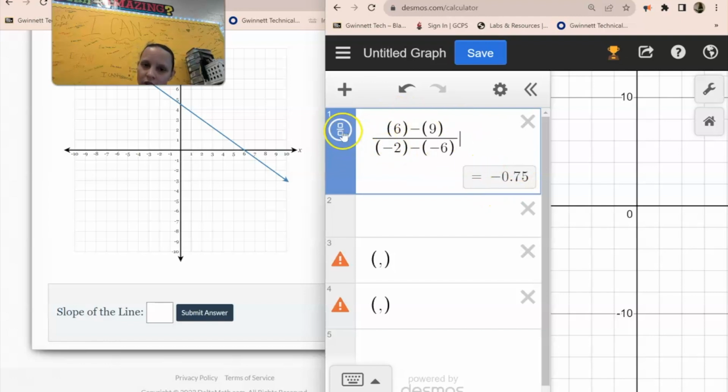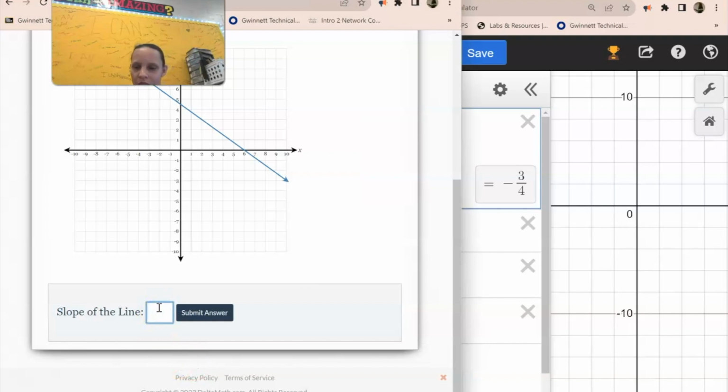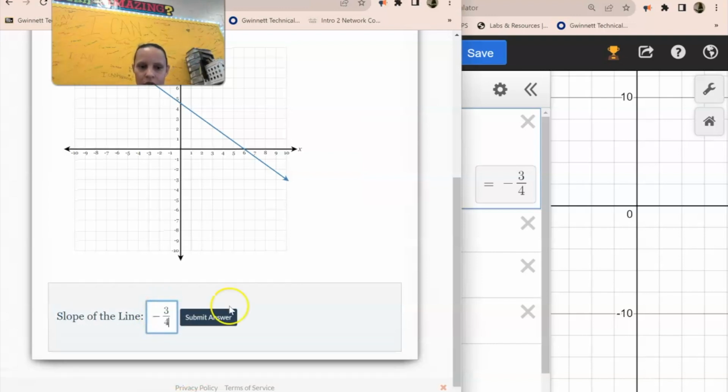So how do I turn it into a fraction? See this key right here? You click that, that's your fraction. So you put in your answer as -3 divided by 4, and you click submit.